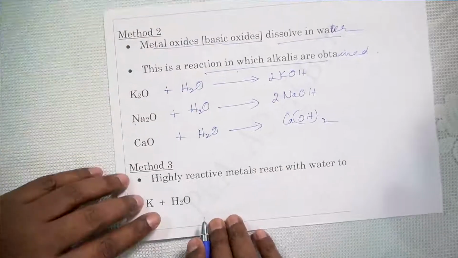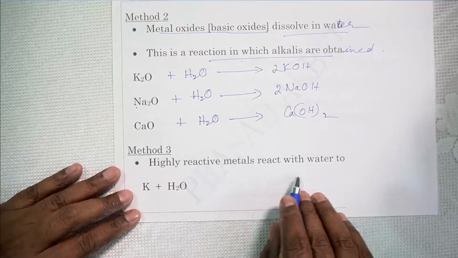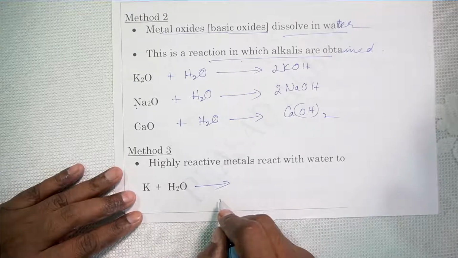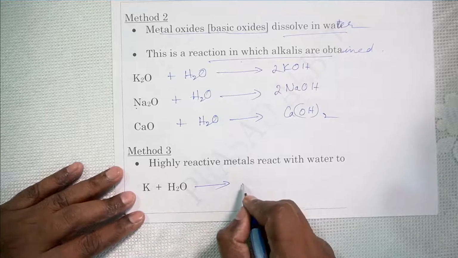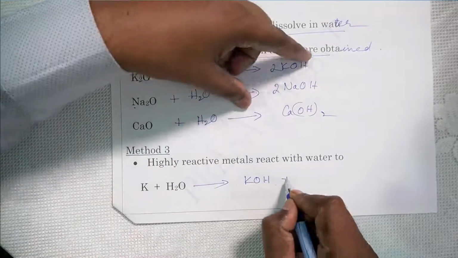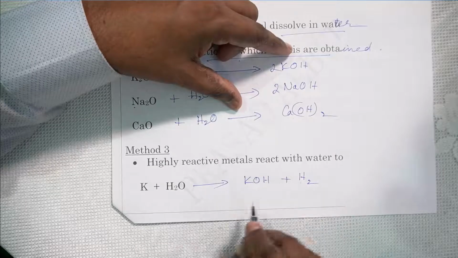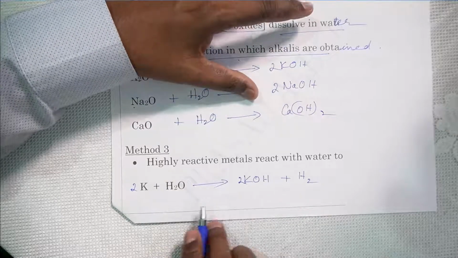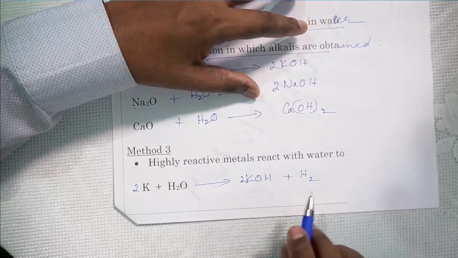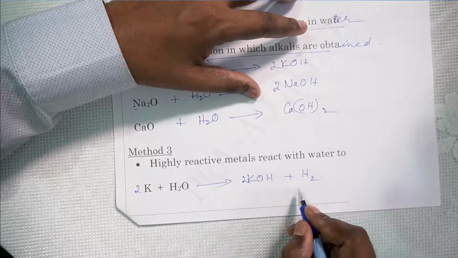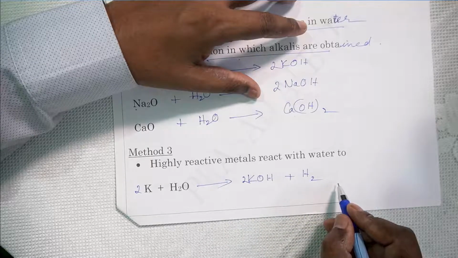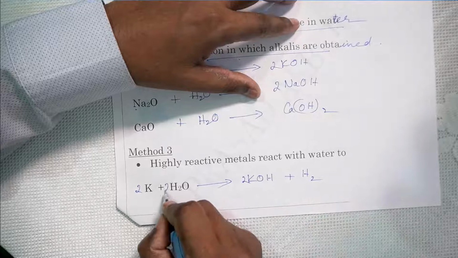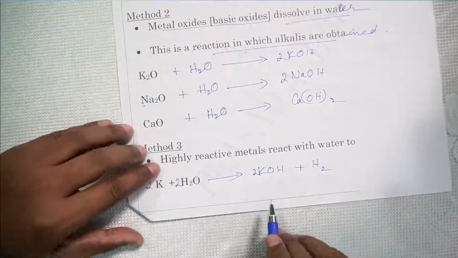Now the third method is highly reactive metals. They can react with water directly. Example, potassium put in water will react very violently, explosively, giving lilac flame. So you get KOH and hydrogen will be produced in this reaction. 2K plus 2H2O gives 2KOH and hydrogen. So it's balanced now, right?